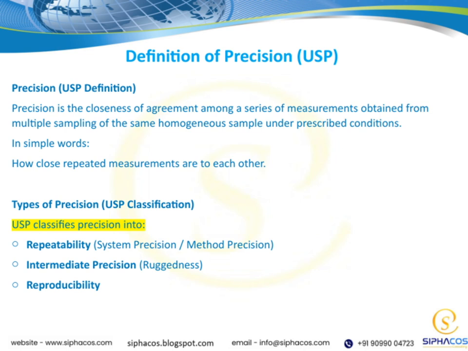Then, there's intermediate precision, sometimes called ruggedness, which looks at variability when measurements are taken on different days, by different operators, or using different equipment, but still under the same overall conditions. Lastly, we have reproducibility, which assesses the variation when different labs or different analysts perform the measurements. Understanding these different types of precision helps us evaluate the reliability and consistency of our analytical methods across various scenarios. It's a fundamental aspect of ensuring the quality and robustness of our testing processes, and it ties directly into the overall theme of method validation and quality assurance in the lab.